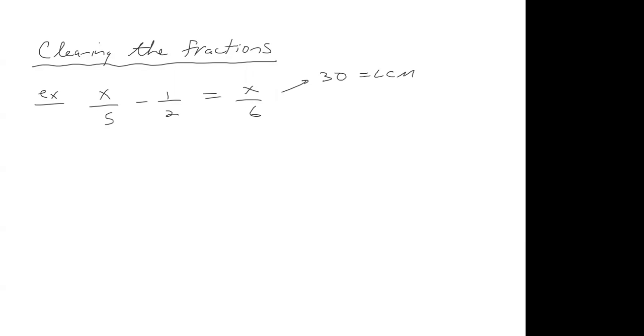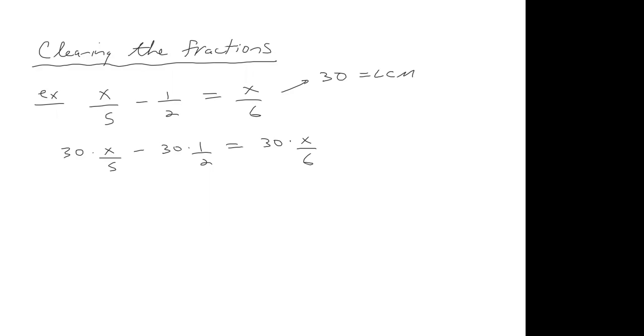So what I'm going to do is I'm literally going to multiply both sides of the equation by 30 and watch what happens. So I'm going to take 30 times this first term minus 30 times the second term is equal to 30 times the x over 6. That's completely legal because I can multiply the left and the right-hand side by the same thing. So I multiply each term on each side by the same thing. That's the same as multiplying the whole left and the whole right.